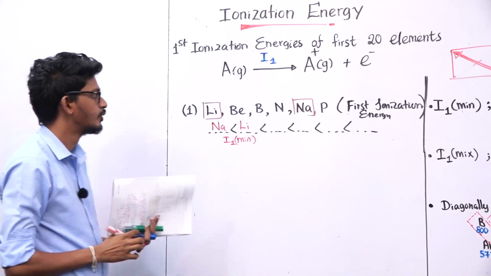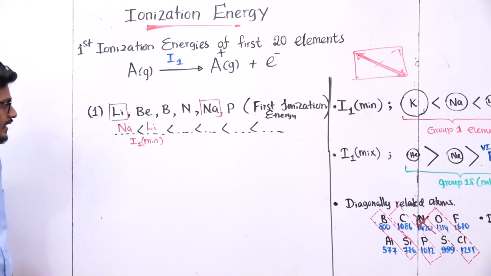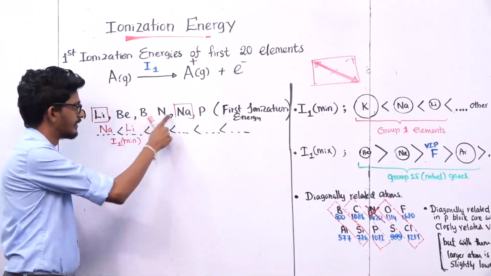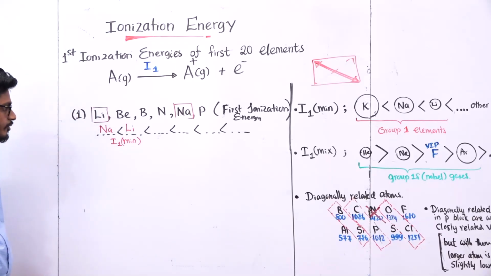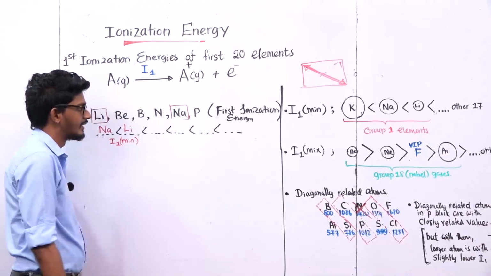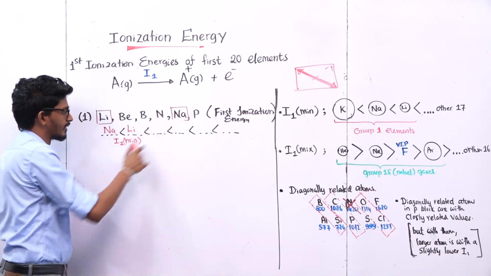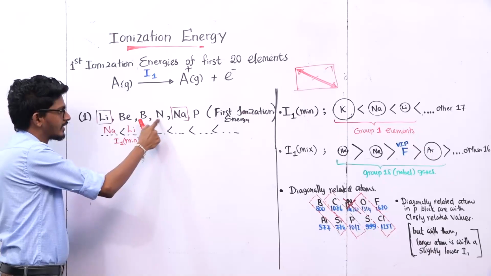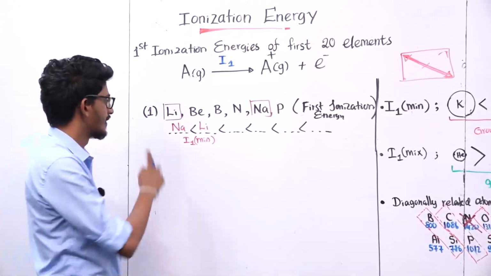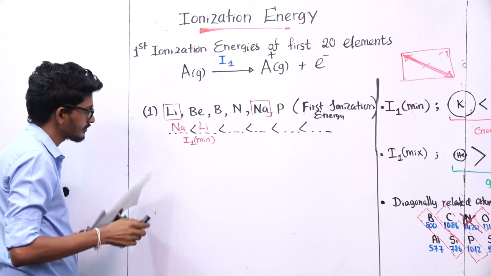Do we have anyone with maximum I1s? No, we don't have anyone with maximum I1s, so we can't locate these four using maximums. Let's come up with the next ones. Third: beryllium, boron, nitrogen, phosphorus.